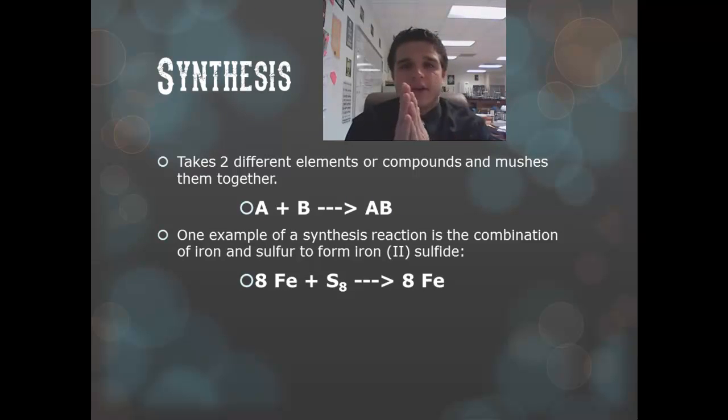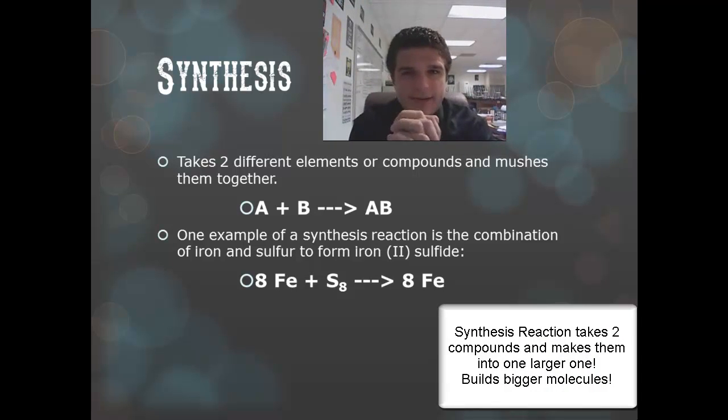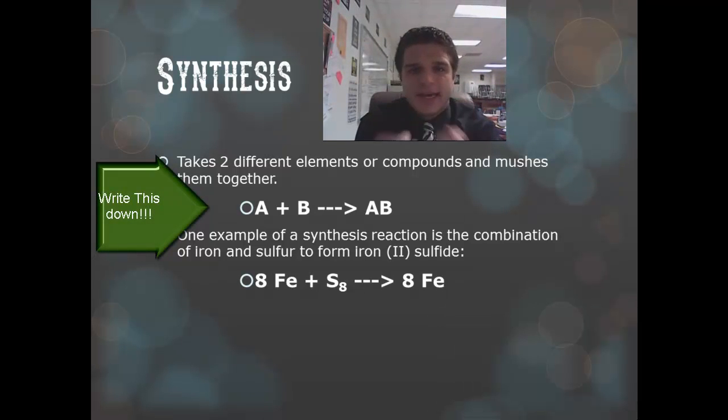The first of these is called a synthesis reaction, okay? It's also known as a combination reaction, but for our purposes, we're going to refer to it as a synthesis reaction, okay? It takes two different elements or compounds and mushes them together. So if I have element A and element B, and I put them together, we make a compound called AB. You can see that by the chemical equation right below.